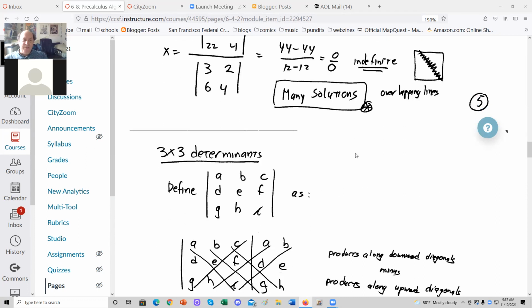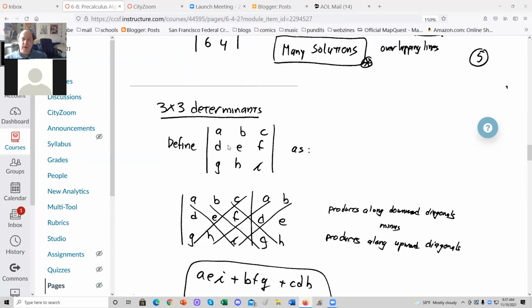Now you can do the same thing for 3 by 3 and 4 by 4 and so on. I'll give you the relatively simple formula for 3 by 3 and the increasingly burdensome formula for higher determinants. Here we go. We have a 3 by 3 matrix, A, B, C, D, E, F, G, H, I. Its determinant, we do this.